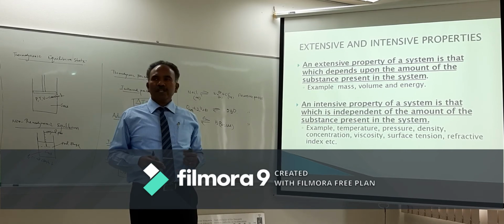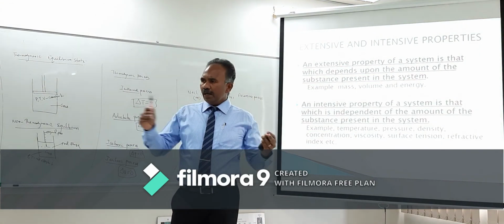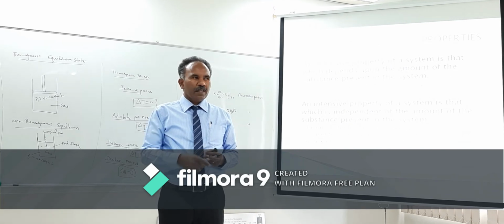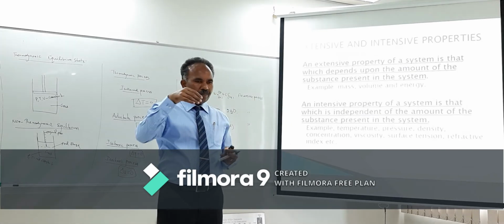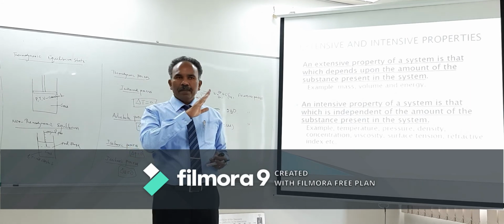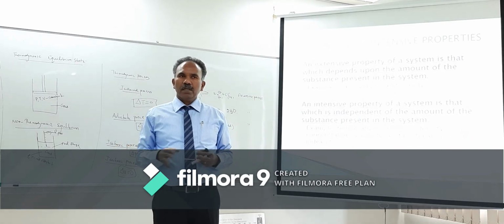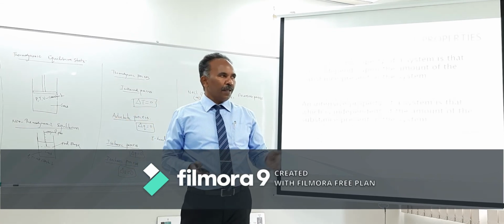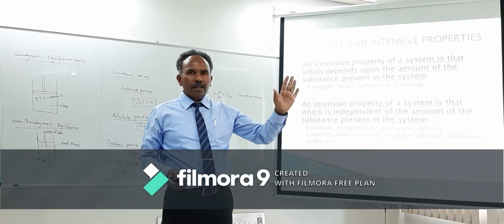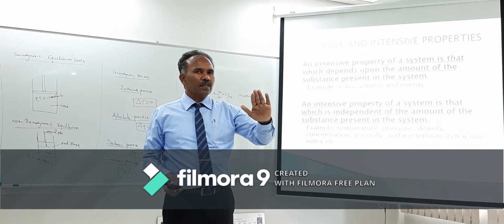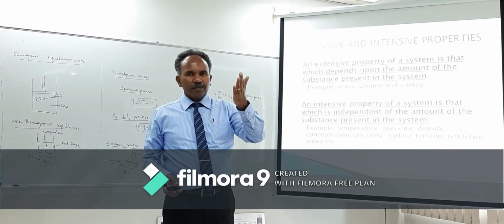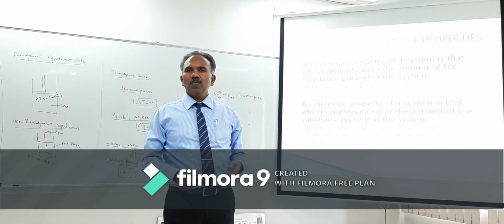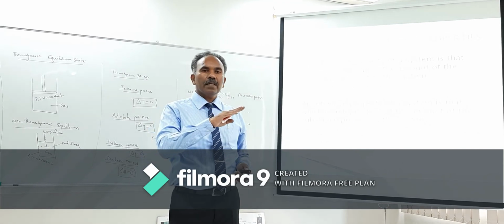For example, you take pressure. In this room, the pressure remains constant. Whether you go to that corner or the middle or everywhere, the pressure remains constant. Now we take another example. You are walking from one place to another. The atmospheric pressure remains constant. Maybe one atmosphere at one end, and when we move to another end, also the same atmosphere. So it does not depend upon the amount.